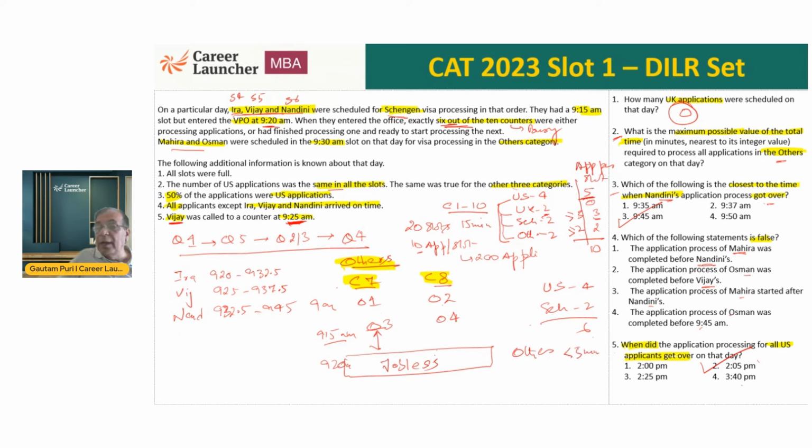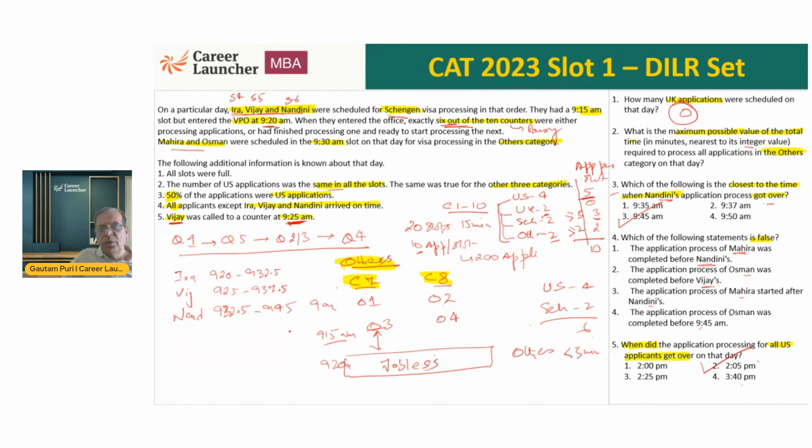Right? Now look at question number 2. What is the maximum possible value of the total time in minutes, nearest to the integer value, required to process all applications in the others category on that day? Definitely each candidate will take less than 5 minutes. How many candidates for others? 2 in each slot. And how many slots? 10 slots.